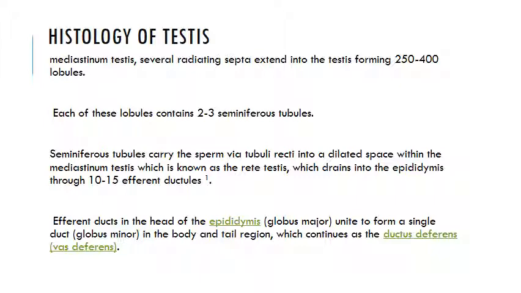Seminiferous tubules carry sperm via tubuli recti into a dilated space within the mediastinum testis, which is known as rete testis, which drains into epididymis through 10 to 50 efferent ductules. Efferent ducts in the head of epididymis unite to form a single duct in the body and tail, which continues as ductus deferens, or what we call vas deferens.